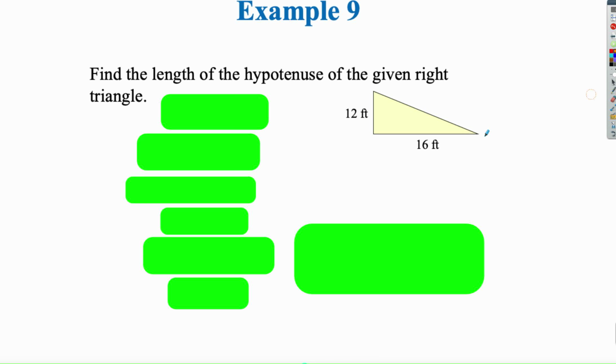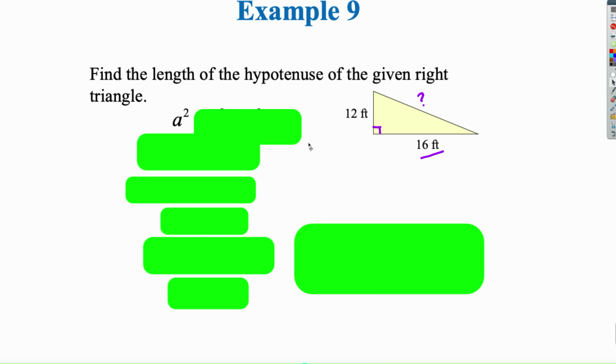So let's just practice. Here we have a right triangle. It should be labeled like this to tell me it's a right triangle. It said find the length of the hypotenuse. So I'm looking for the hypotenuse, that side across from the right angle. That is the side that I do not know. But one thing I know before I start working is that the hypotenuse is supposed to be the longest side, so I know my answer should be more than 16.